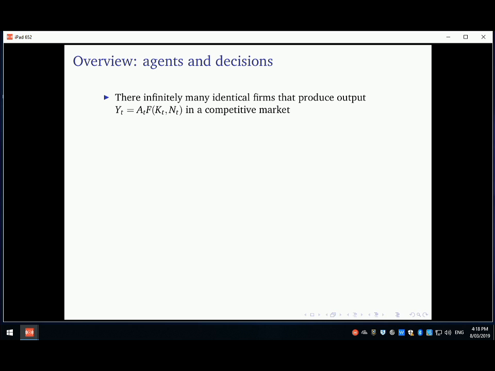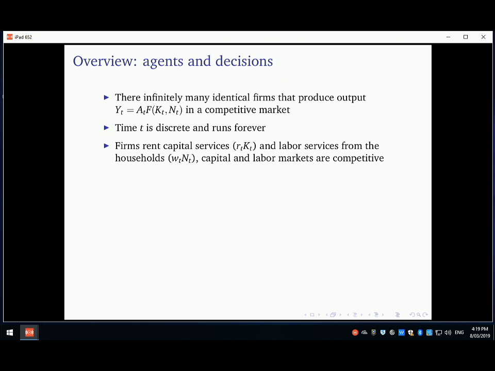Well, on the back of all this model, this is what's going to be happening. There will be infinitely many identical firms. The fact that there are so many implies that none of those firms has any influence on market prices. Suppose you are one of 1,000 firms out there, right? Whatever you do, given that you're so small and all are identical, doesn't affect equilibrium prices. So you're going to be price takers, okay? Which implies also you're going to be in competitive markets. Time is going to be discrete and will run forever.